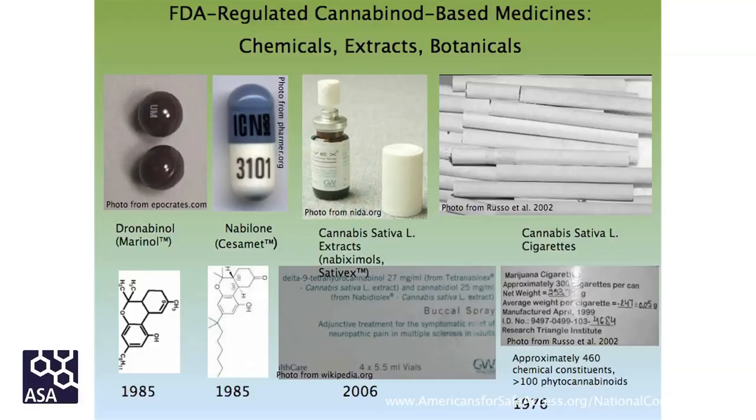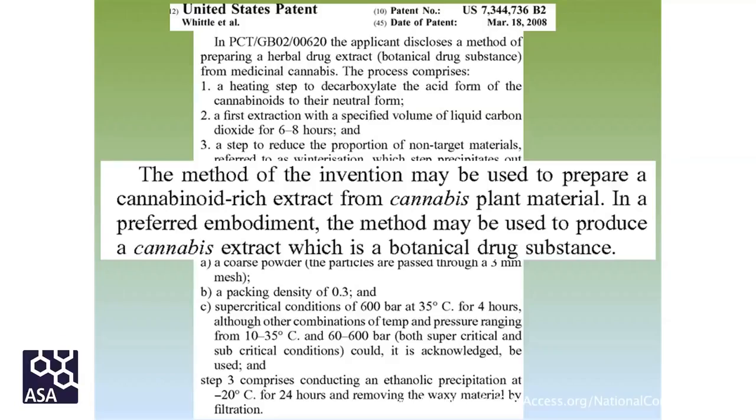The modern marijuana pharmacopoeia includes these cannabinoids and cannabis-based medicines. I won't go too much into detail because of time issues, but you can see here this is the cannabis extract that I was talking about. These are cannabis cigarettes from the federal farm.